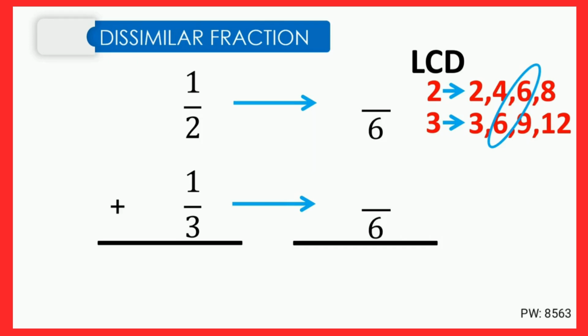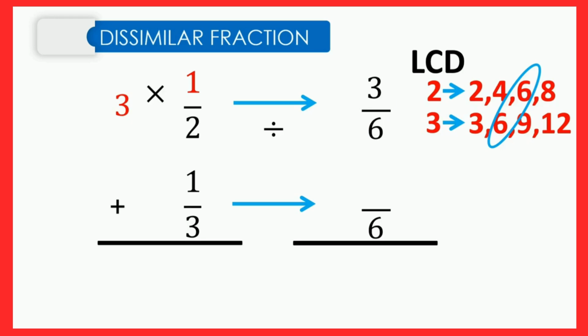Next, we need to determine our new numerator. Let's start with the first one. To determine the new numerator, here's what you need to do. Divide the new denominator by our previous denominator. That's 6 divided by 2. And the answer to that is 3. Next, we multiply 3 to the numerator. That's just 3 times 1. And the answer is 3. So our new numerator is 3.